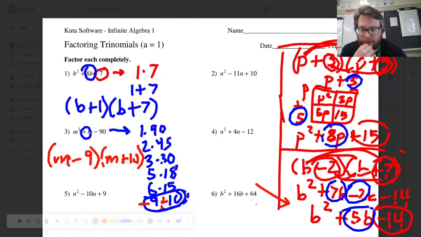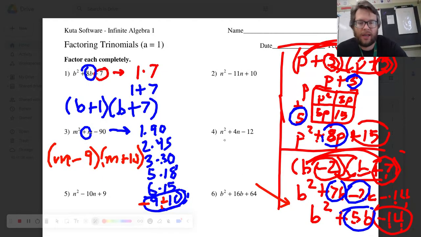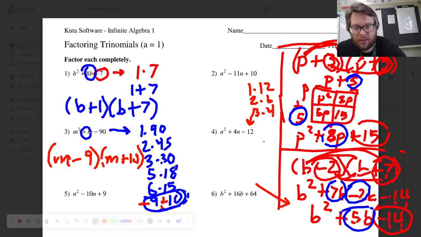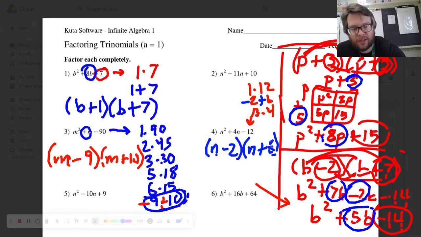Okay? I'm going to do one more problem here, and then we'll call it good for today. So we're looking at this one, where we've got negative 12. So what multiplies to make 12? 1 times 12, 2 times 6, 3 times 4. None of those add up to make 4. But when that 12 is negative, you know you've got one positive and one negative. Can't be negative 1 and 12. That doesn't add up to 4. But it can be negative 2 and 6. That adds up to 4. So we have n minus 2, n plus 6, and that factors out like that.